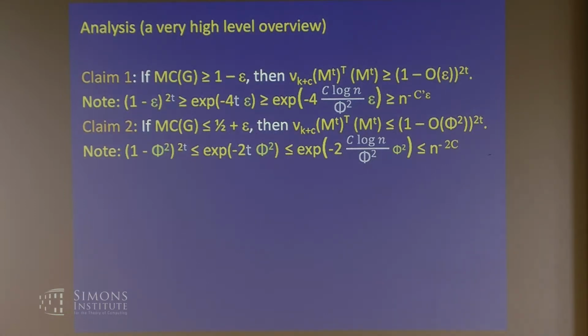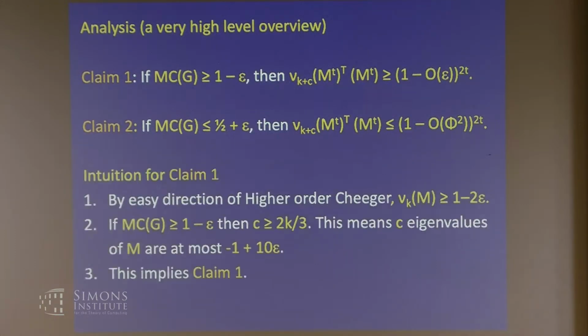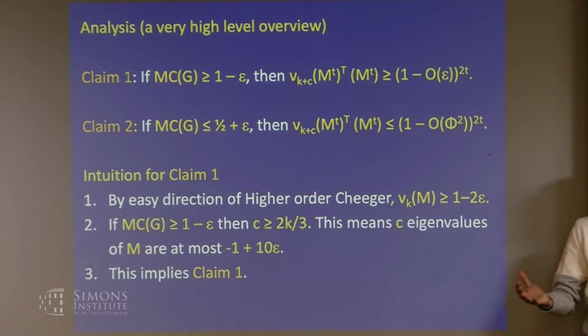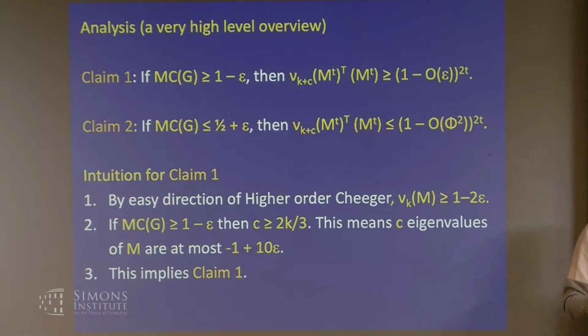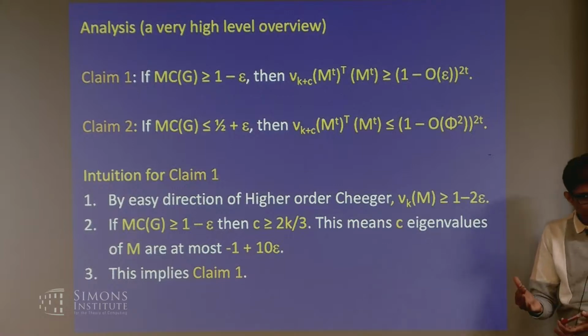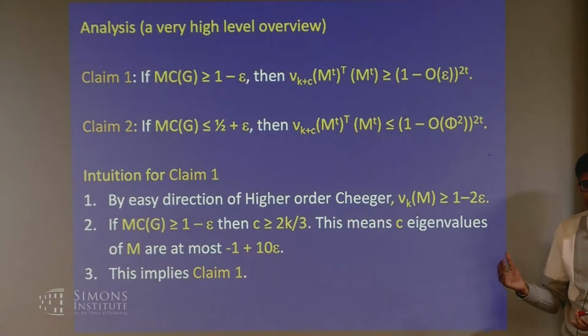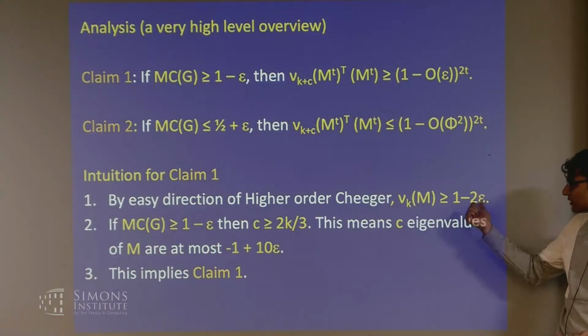Okay, so now I would like to give you some intuition behind claim 1 and claim 2. For claim 1, the key idea is something like the following: my graph is k-clusterable. So I already know that if I look at the Markov matrix, I have k eigenvalues, all of which are close to 1.